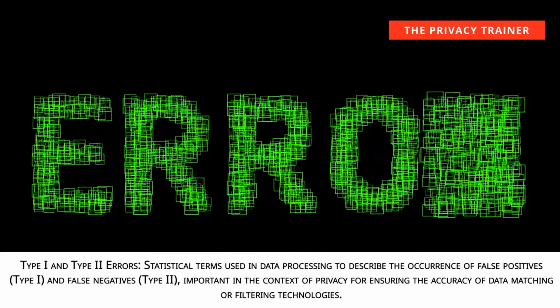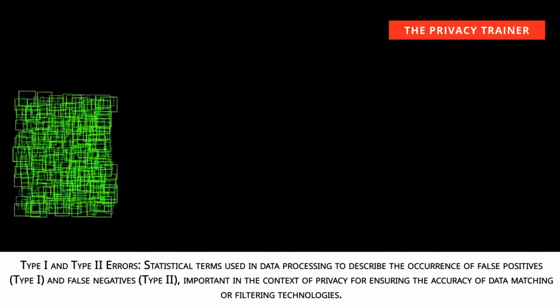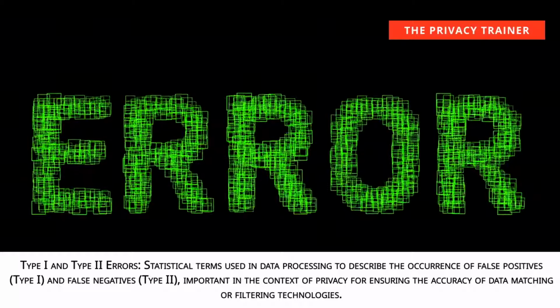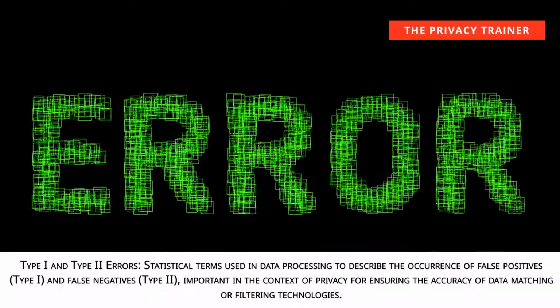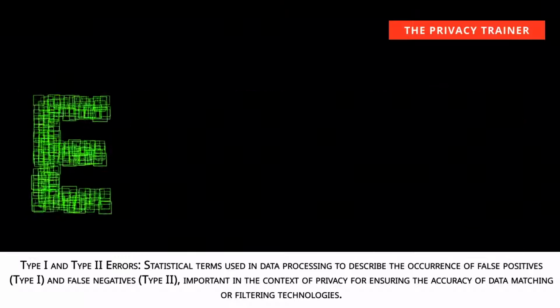Type 1 and Type 2 errors. Statistical terms used in data processing to describe the occurrence of false positives, Type 1, and false negatives, Type 2, important in the context of privacy for ensuring the accuracy of data matching or filtering technologies.